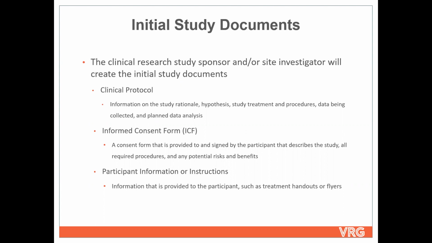Then we have the informed consent form, that are referred to as the ICF. And this is a consent form that is provided to and signed by the participant. And it describes the study, why we're doing the study. It lists all the required procedures and expectations for the participant. And then it also goes into any potential risks that they may have to be aware of, as well as any potential benefits.